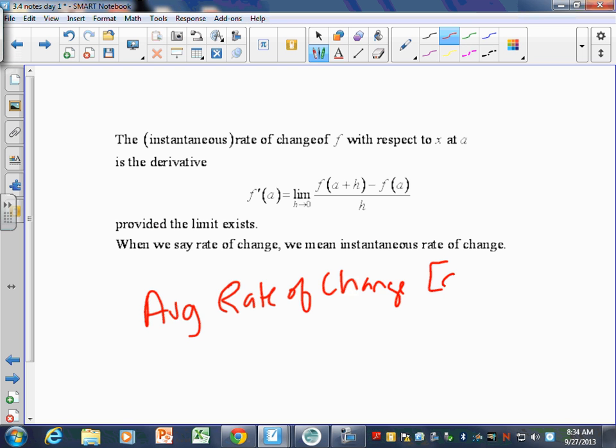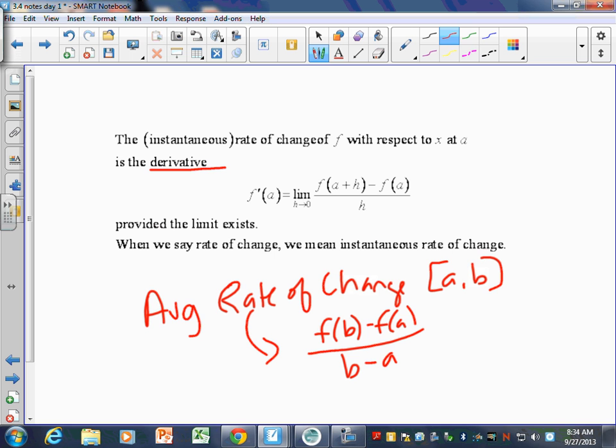That's if you have the interval from A to B, then the average rate of change would be f of B minus f of A over B minus A, which really is just slope, right? So when you have an interval, you can do the average, but to do the instantaneous rate of change, we do this limit, which we know now is the derivative, right? So not only does derivative mean rate of change and slope, but we're also going to relate that to velocity here, okay?